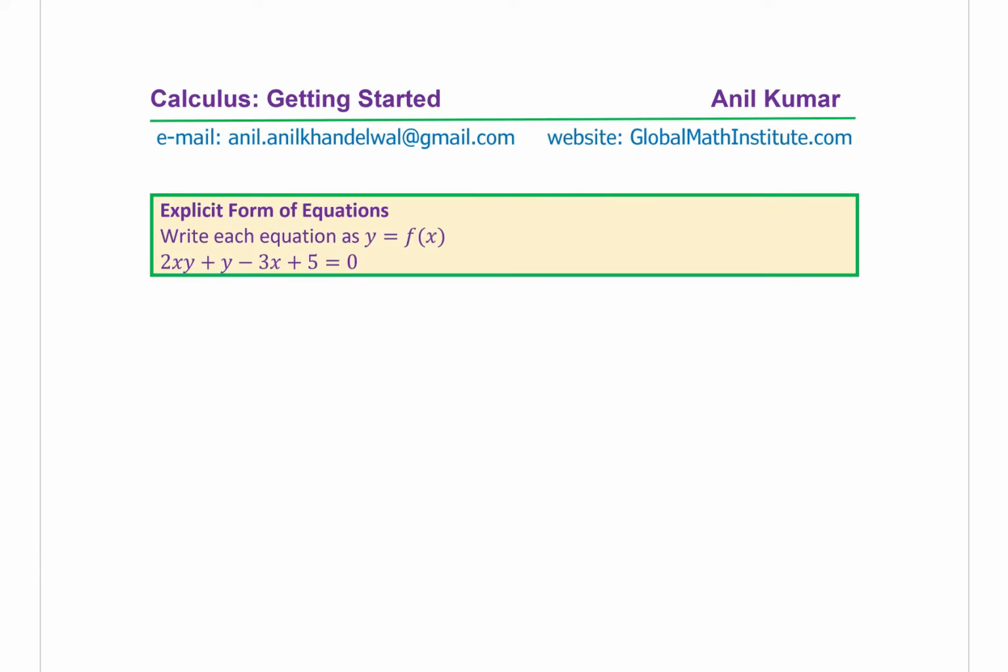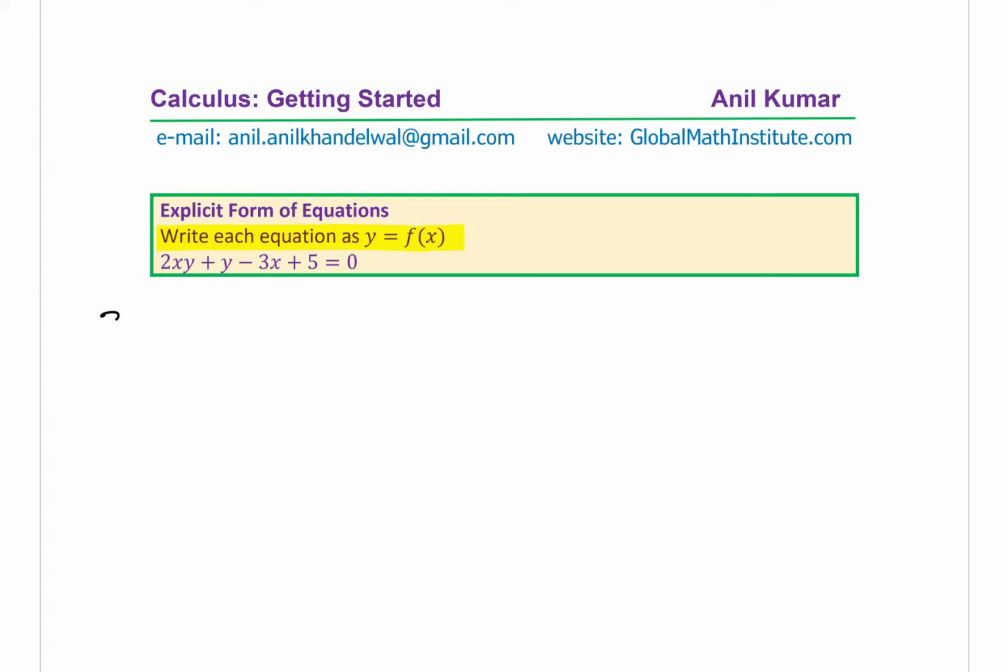Now the next example here is the explicit form of an equation. Now, explicit form is to write each equation as y equals f of x. So y as a function of x. That is what is called the explicit form of an equation. Let's see how to do it.